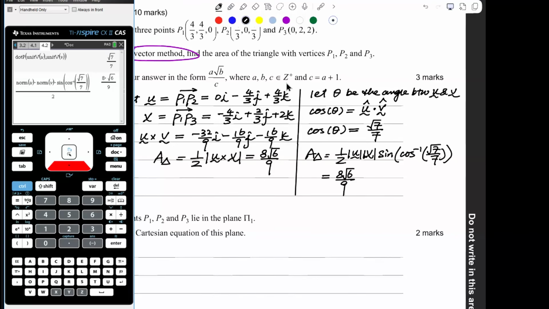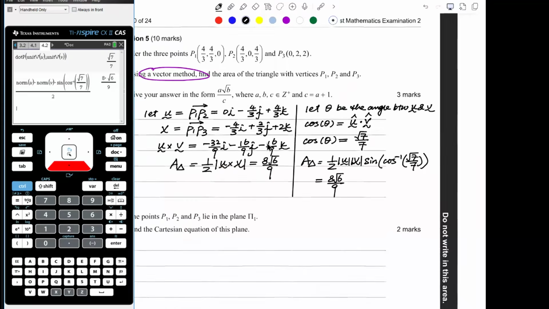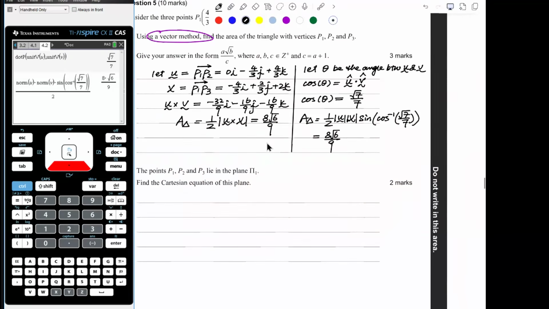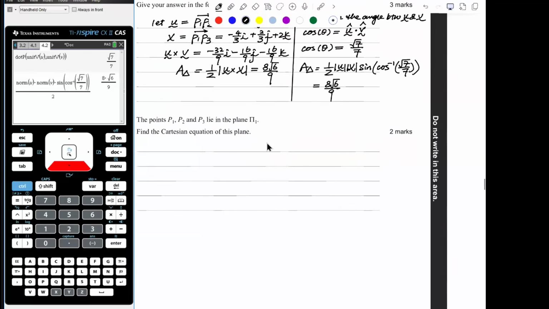Alternatively, you could use the perpendicular resolute and find its magnitude as a height, then use a spanning vector as the base: half base times height. But look, if you use a vector method, you have many options. And then a normal vector from part A is n equals 2i plus j plus k.